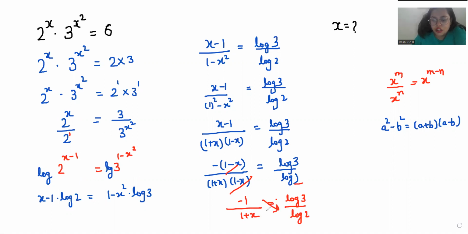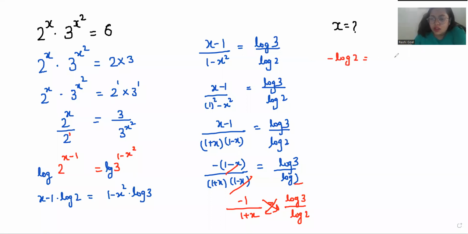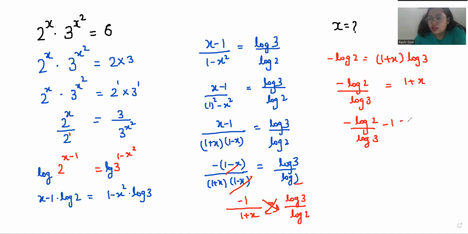If we do cross multiplication, it becomes −log 2 is equal to (1+x) times log 3. So −log 2 by log 3 is equal to 1+x. So −log 2 by log 3 − 1 is equal to x. So the value of x is, if I take the negative sign as common, −(1 + log 2 by log 3). So this is the final value of x.